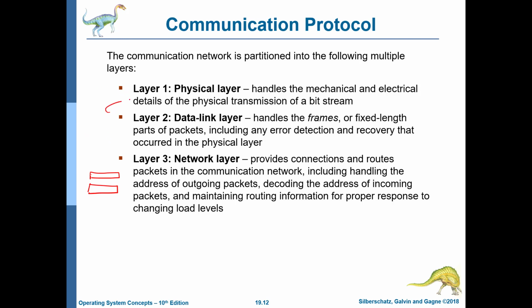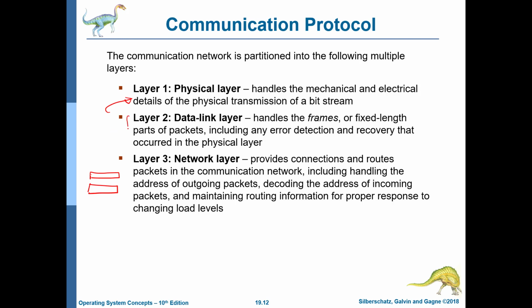So the lowest layer, or layer 1, is known as the physical layer. It handles the electrical and mechanical aspects of the communication, notably electrical, where you specify the voltages that are required to send a logical 0, logical 1, and so on. So it's mainly at the electrical level where you deal with noise and so on.